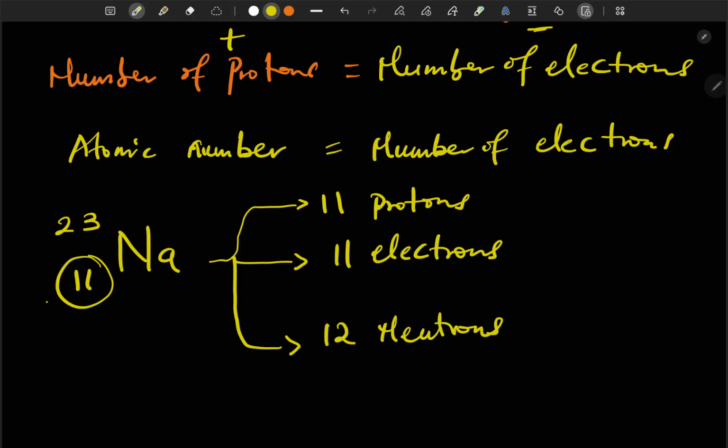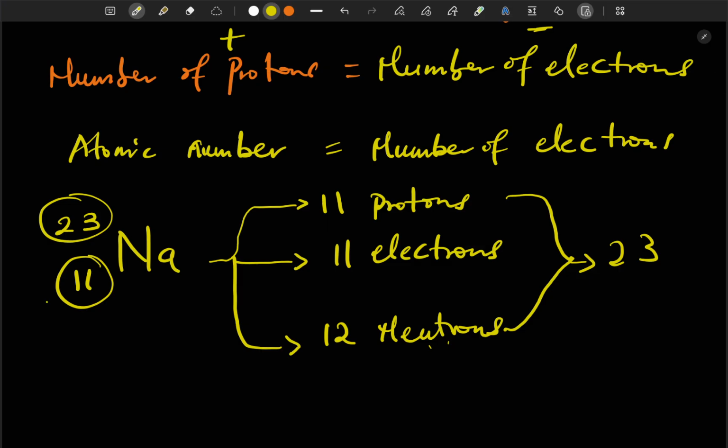Because this mass number is the sum of protons and neutrons. The sum of protons and neutrons. So if we add these two together, we are going to return back to 23, which is the mass number. I think this is clear enough.